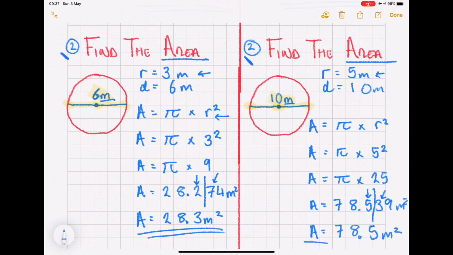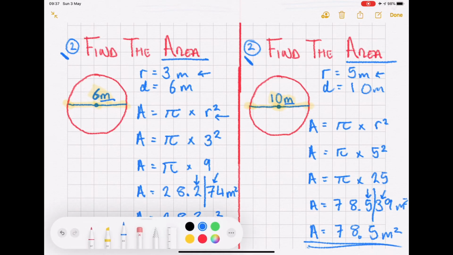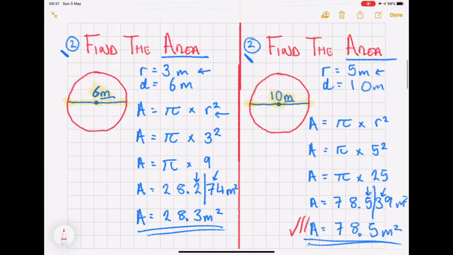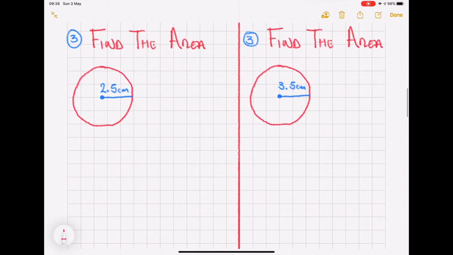Fantastic. If you got that as your final answer, well done. Give yourself some ticks. Let's give it a red pen. Well done. Very good. Very, very good. Okay, let's look at our third and final example.